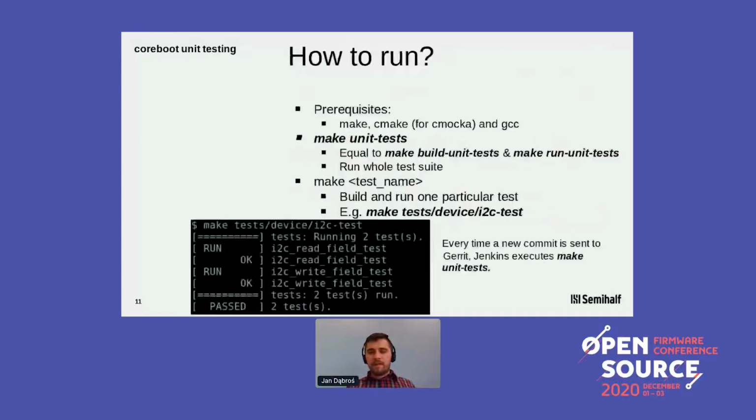Okay, so how to run unit tests. This is very easy. Prerequisites are only make, CMake for building CMocka, since we are building CMocka from source, and GCC, so a basic host compiler. The command for running tests is simply make unit tests. This will build and run the whole test suite.